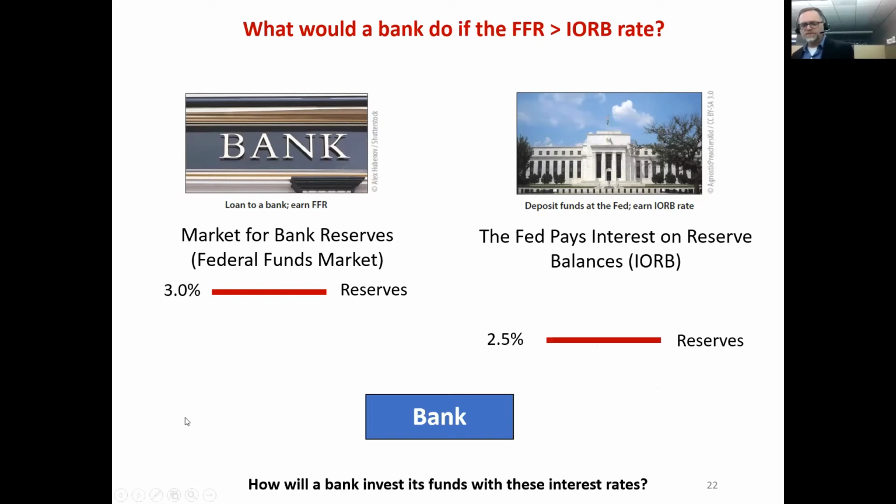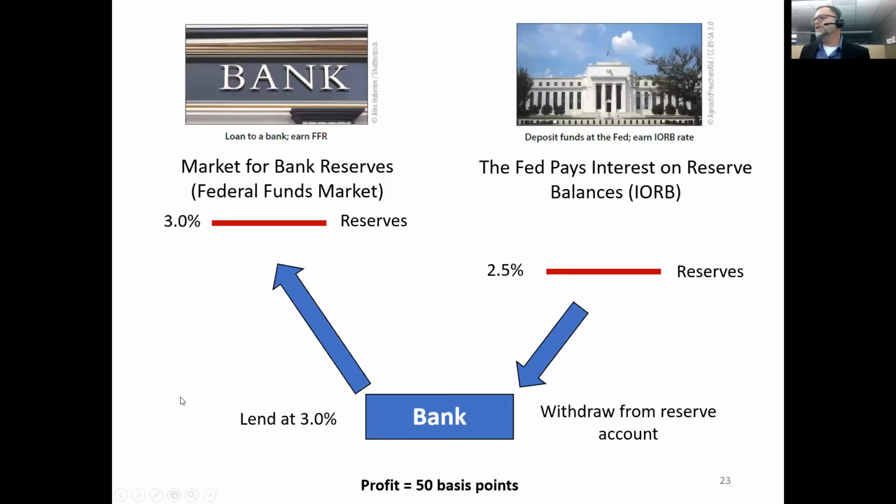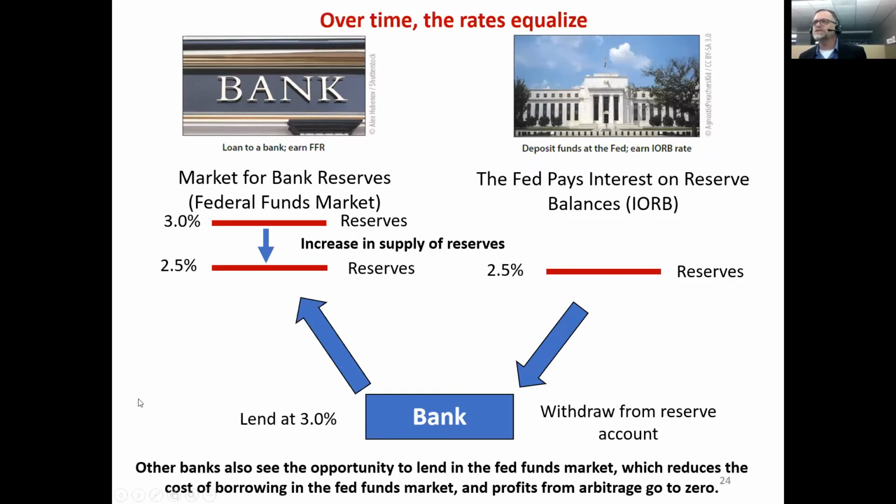It works the other way too. So here's another scenario. In this scenario, the federal funds rate is higher than the interest on reserve balances rate. Banks will also see an opportunity to earn a higher return here as well. So in this scenario, banks would withdraw funds from their reserve accounts and lend in the federal funds market. And again, they would continue this as long as there was a difference between these two rates. But as they did so, the increase in the supply of reserves in the federal funds market would eventually pull the federal funds rate down. And this process would continue again until these two rates became equal.